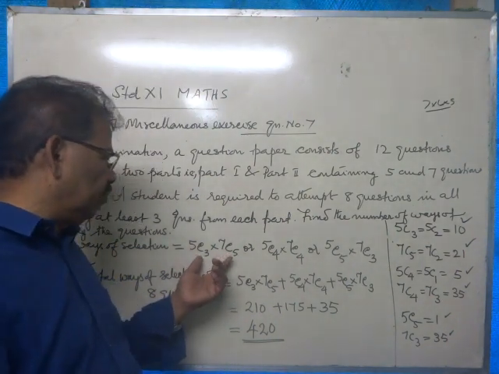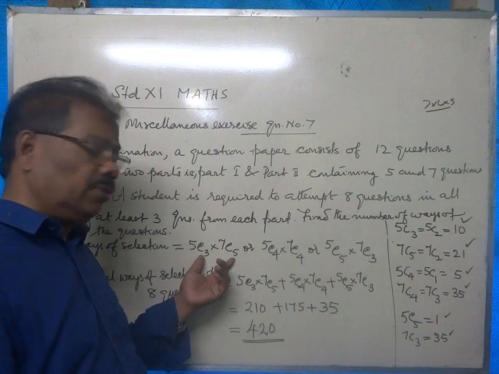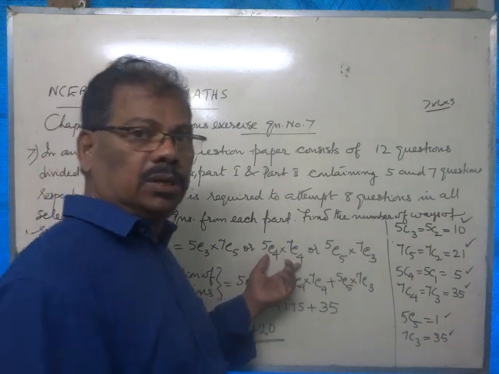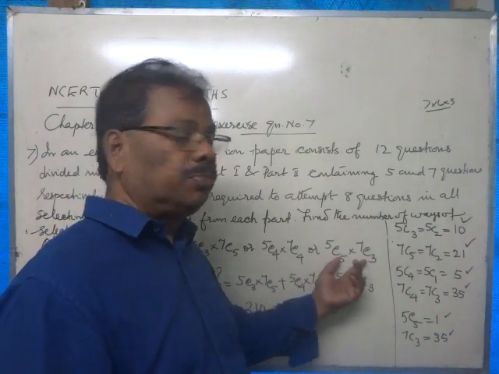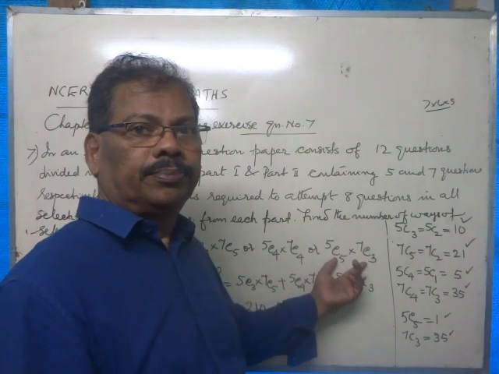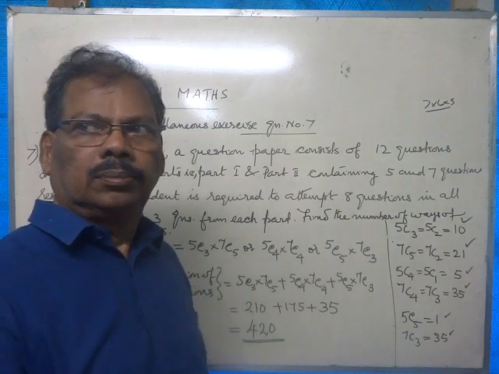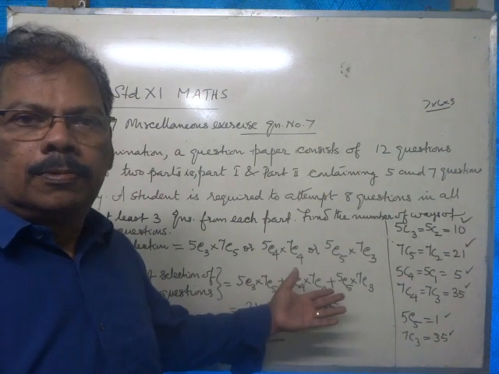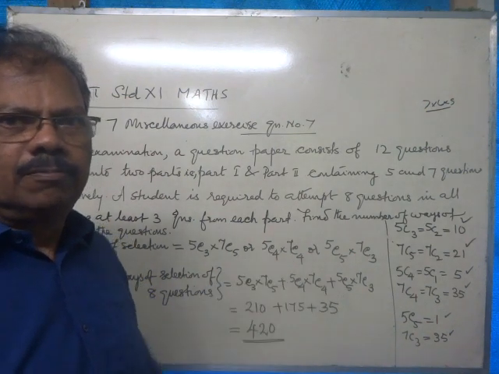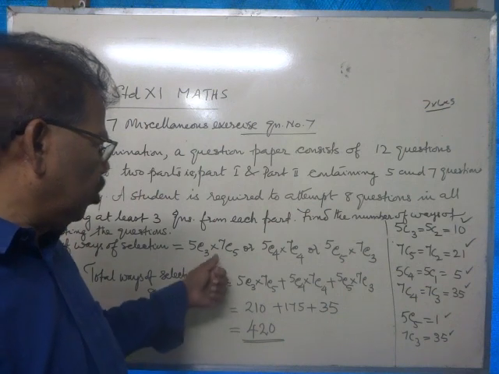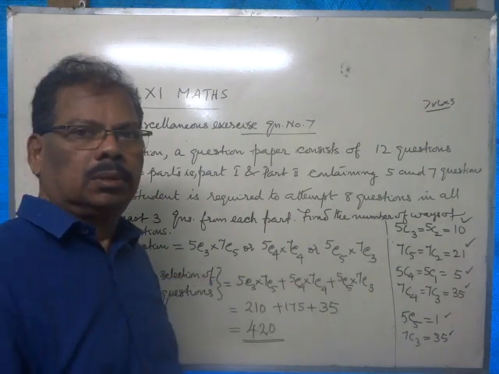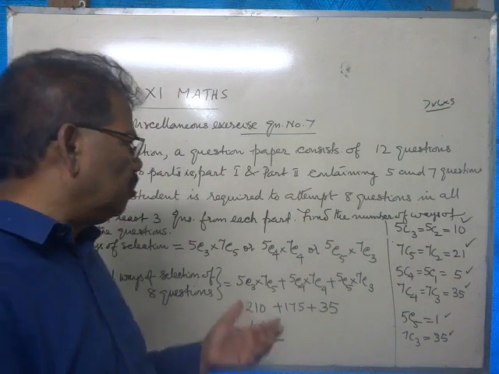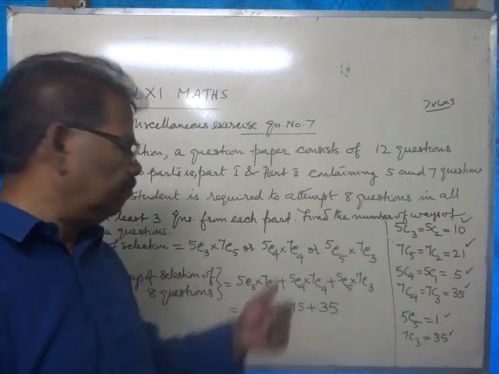Selection 3 from first part and 5 from second, or selection 4 from each, or 5 from first part and 3 from second part. Now these are the 3 chances. This one or this one or this one. Our total ways of selection will be the sum of these 3.